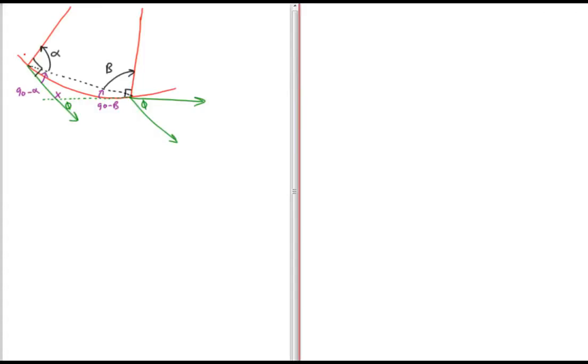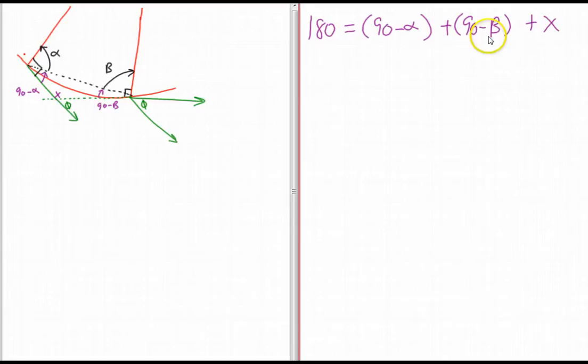So keeping that in mind, you've got it on your screen, but I'm going to write over here. One thing we can say is that 180 equals 90 minus alpha plus 90 minus beta plus x. We're going to label this angle right here x. Looking at this triangle that we formed, this angle plus this angle plus this angle all must equal 180. That's some more geometry for us.